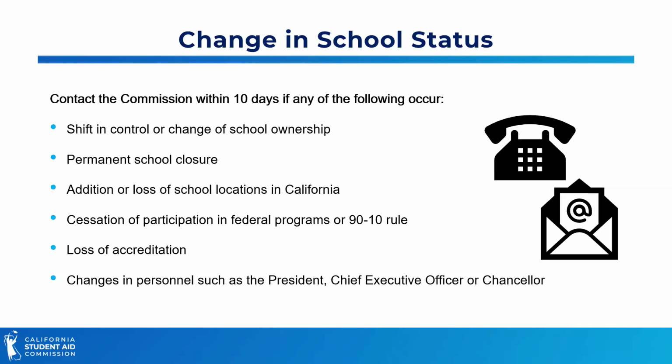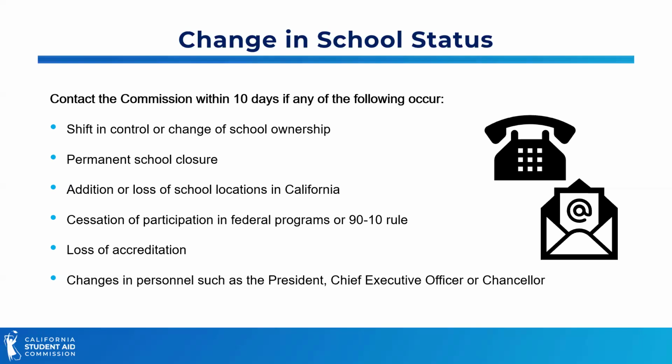Now, if you're not familiar with the 90-10 rule, this is a rule that refers to the U.S. regulation that governs for-profit higher education. It caps the percentage of revenue that a proprietary school can receive from federal financial aid sources at 90%. The other 10% of their revenue must come from alternative sources. In order to participate in Cal Grant as a for-profit school, they must be meeting that 90-10 rule, or of course be participating in at least 3 federal aid programs.